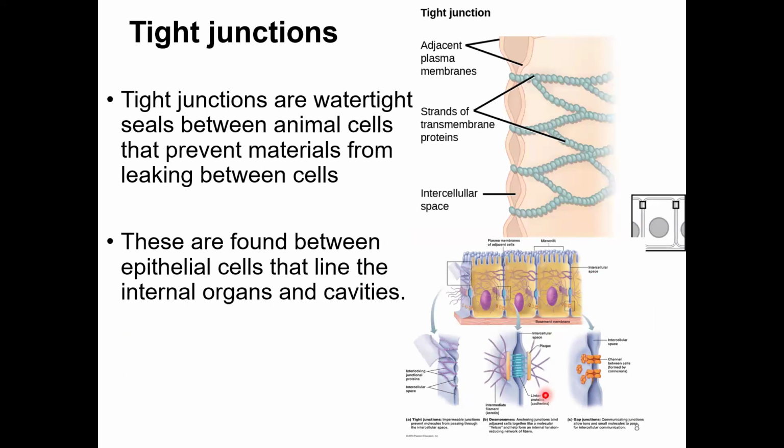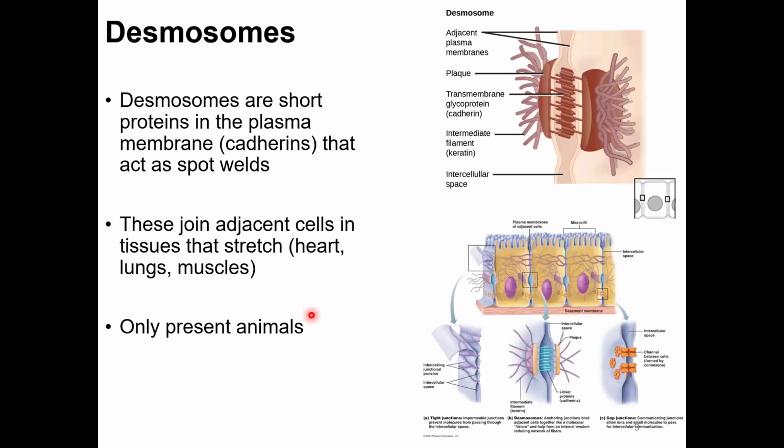So there are a couple of intercellular junctions that allow all of this interaction to occur. And the first one we'll talk about is a tight junction. A tight junction is basically a watertight seal between animal cells that prevents any leaking between cells. These are typically found between the epithelial cells that you see here, basically the ones that line your internal organs and your cavities. The next one is desmosomes, where they are short proteins in the plasma membrane, like adherins, that act as spot welds, like these here.